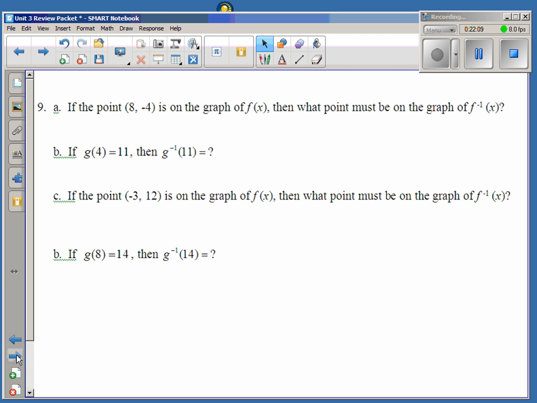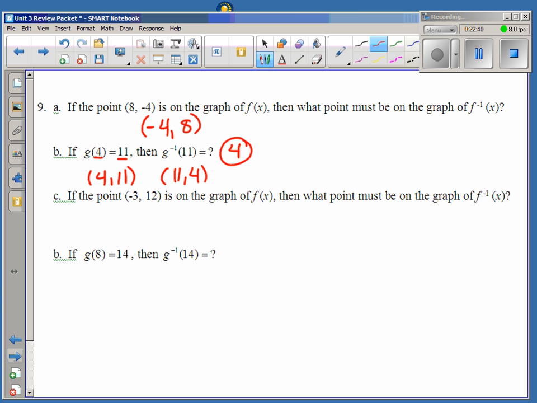Now we're getting into the last thing, which is inverses. Remember, inverse is where you flip the x and the y. So this question should be almost a freebie. If the point 8, negative 4 is on the graph of f of x, what must be on f inverse of x? You just have to switch it. Switch your x and y around, and that's the point that has to be on the inverse. It's the same idea with the rest of these. If g of 4 is 11, which means you have the point 4, 11, that means the other point should be 11, 4. So g inverse of 11 must be 4. The last couple, you're just going to flip it, 12 and negative 3. And if g of 8 equals 14, then g inverse of 14 has to equal 8.